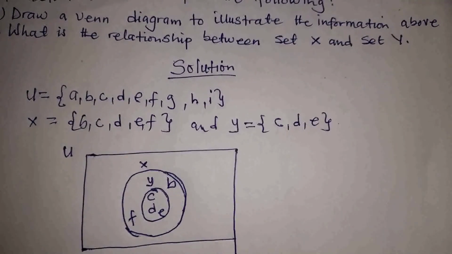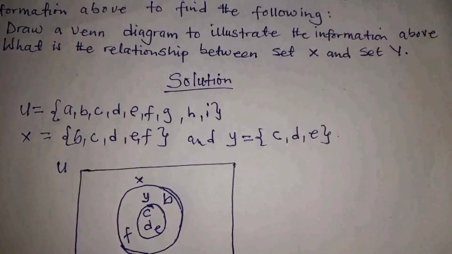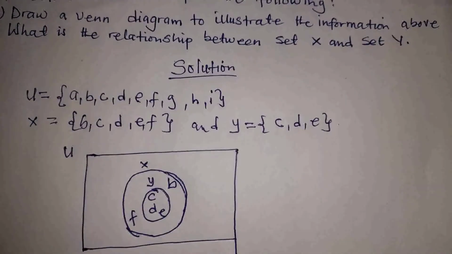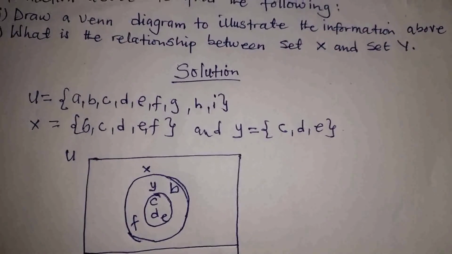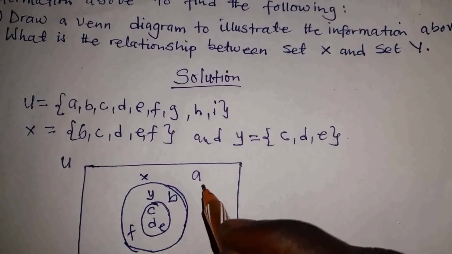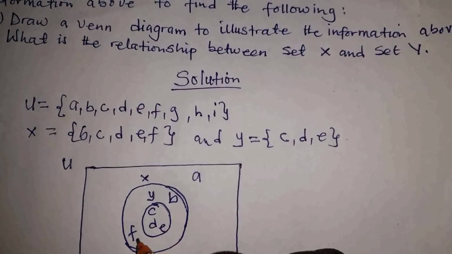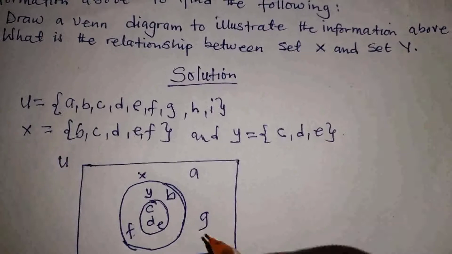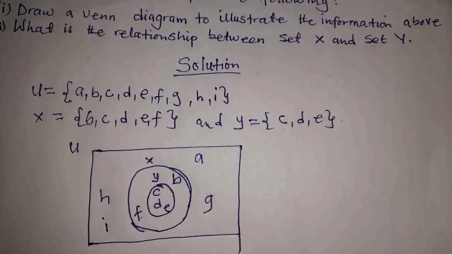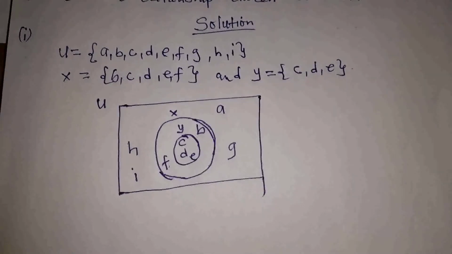Now what is going to be the next move? Since we learned from our previous topic that in the universal set there is no repetition, there should be no repetition here. What is in the universal set which is not found inside set X? We can even start from A. We already have B, C, D, E, and F. We don't have G, H, and I. So this is how to draw your Venn diagram. This is the first part of the question.